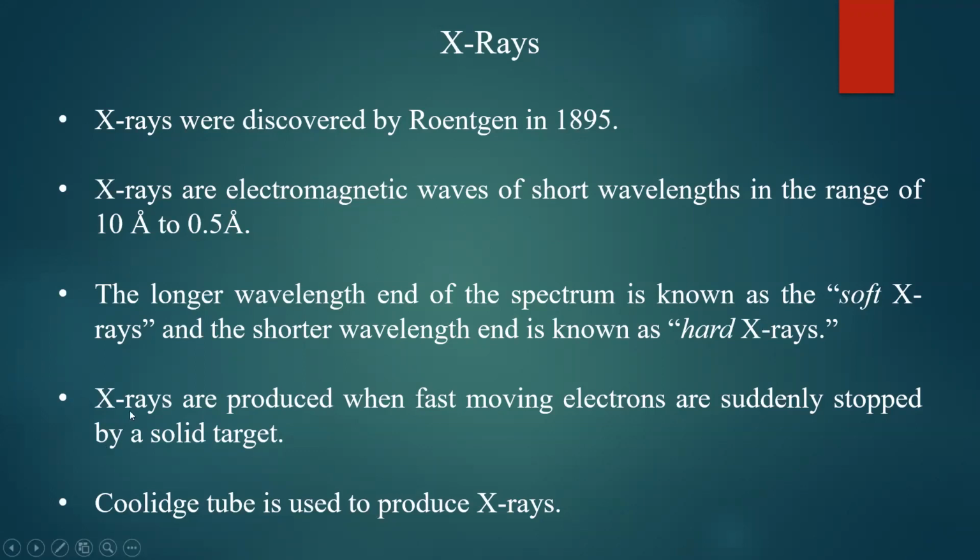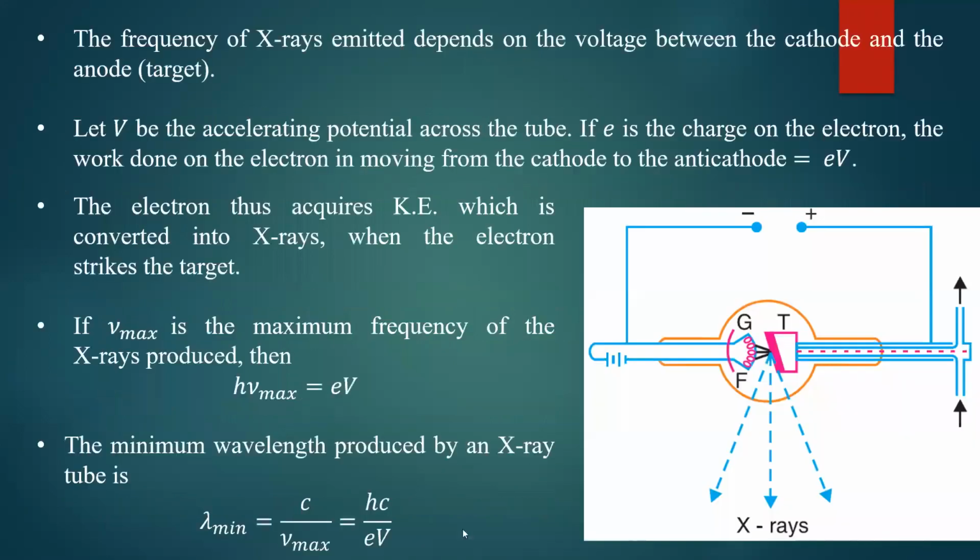Then X-rays are produced when fast-moving electrons are suddenly stopped by a solid target. Those electrons will be absorbed by the target, and that will produce X-rays. Usually the Coolidge tube is used to produce X-rays. The method of producing the X-ray is done by the Coolidge tube.